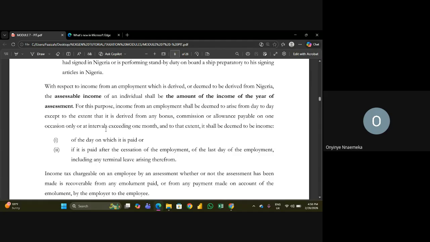But this does not apply to bonus or commission, because it's not every day that you get a bonus. It's not every day that you get commission. It's not every day that you're going to get an allowance. When you now recognize that this person has earned a bonus, an allowance or a commission, the day that they pay that bonus or commission or allowance to you, or if, for example, you left the place already and they have not paid you the bonus, then it's going to be assumed that they paid you the bonus on the last day that you worked in that particular place. I hope we are good.